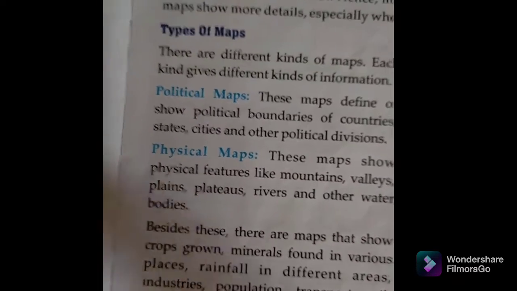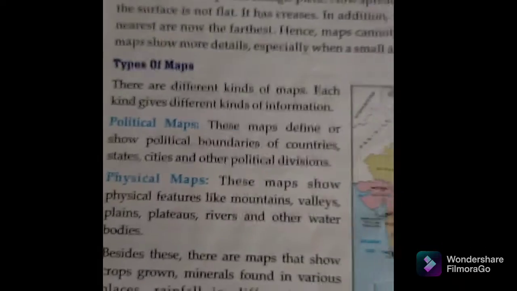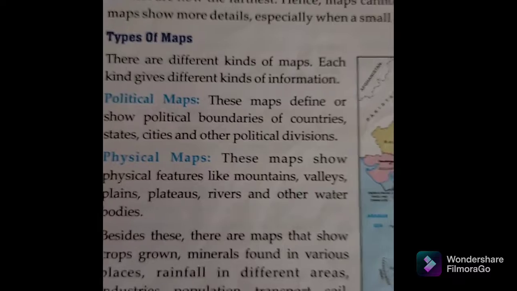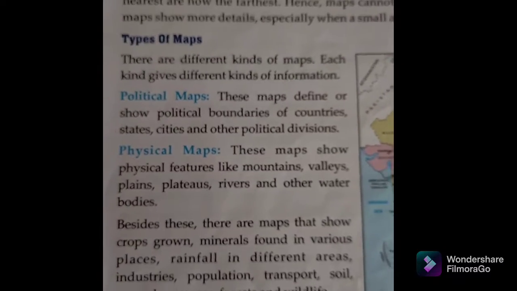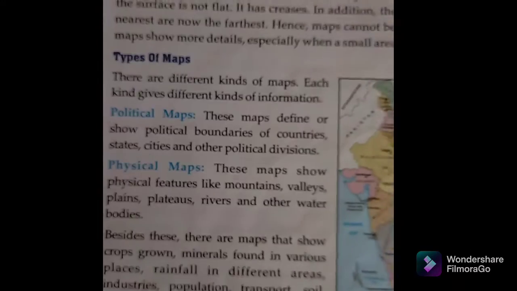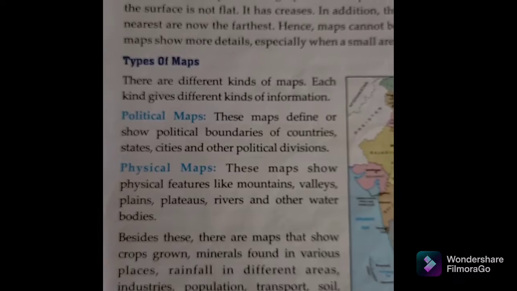So here we will read about 2 types, political maps and physical maps. Political maps. These maps define or show political boundaries of countries, states, cities and other political divisions. Like you can see India or the map of China. Like the states, cities, countries.